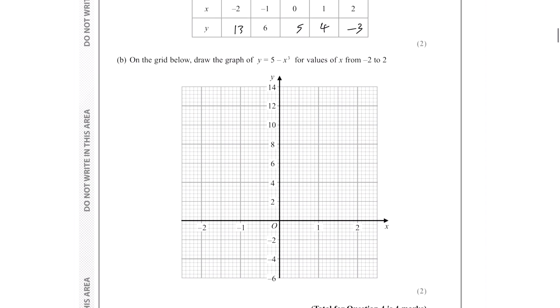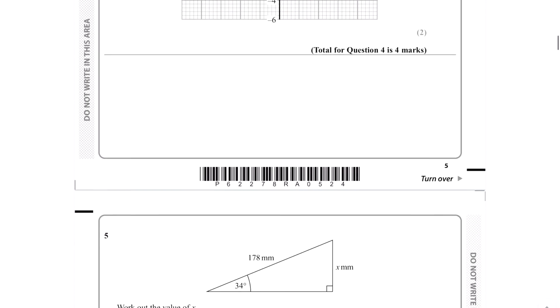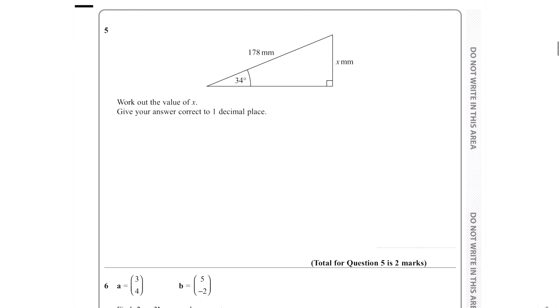And then I'm going to plot that on a graph, so -2 and 13. So that's going to be somewhere in the middle there. So you want to be as accurate as you can. That's -1 and 6. We have 0 and 5, 1 and 4, and 2 and -3. And we're going to join that together with a nice smooth curve. So there we go. Moving on to question 5.